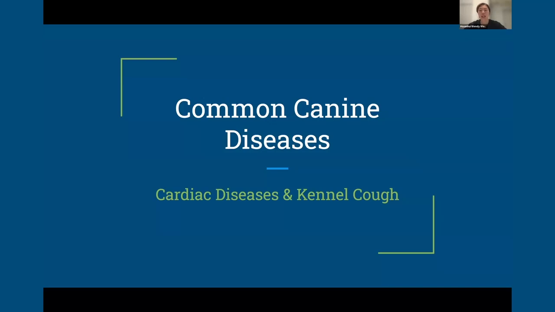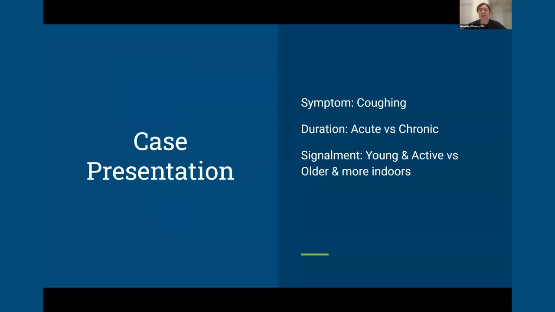So, what are cardiac diseases and kennel cough? Well, you may see a case presentation with the symptom of coughing, which is very nonspecific and very general. Then we want to ask some important questions, like, is this acute or chronic? Is this a young dog or an older patient, and is this animal more active or mostly indoors and sedentary? Because that is going to really help us determine a specific diagnosis.